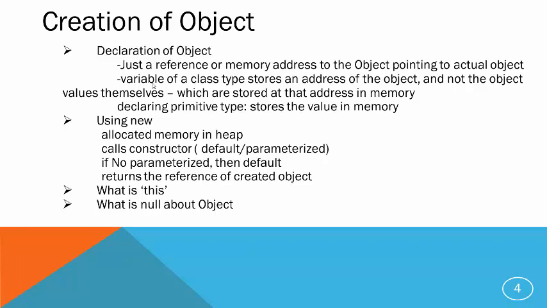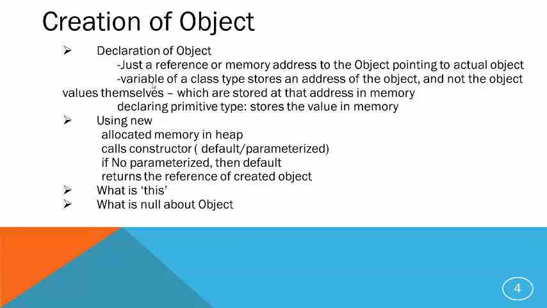So how do we create the object? We create the object by using the new operator. New is a Java keyword, so using new you can create the object. What happens when you create the object? As I said, it will allocate memory in the heap, as much memory as is required for that object.